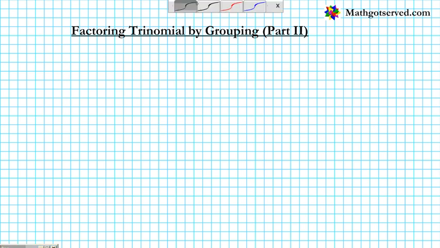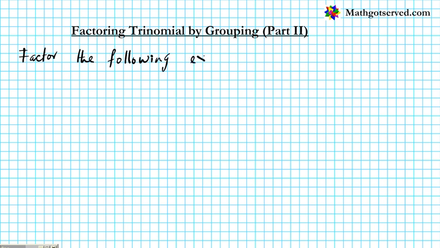All right. So let's write down instructions for these examples I'm going to do. So factor the following expressions by grouping. Okay. All right. So let's take a look at number 1.